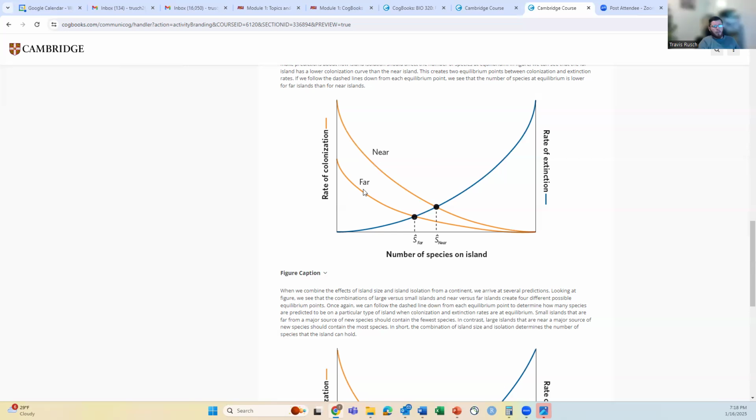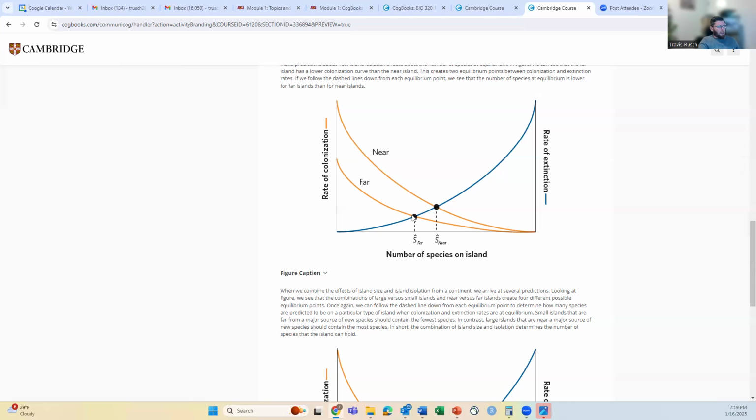Some organisms might be able to swim a short distance from the mainland to the island, but if it's way out there, they just don't have the stamina or locomotive ability to make it out there. So it's just more challenging for them to physically get there. There's more probability of them getting picked off by a predator on the way. So again, there's several reasons why it's more challenging to get to a far island than a near island.